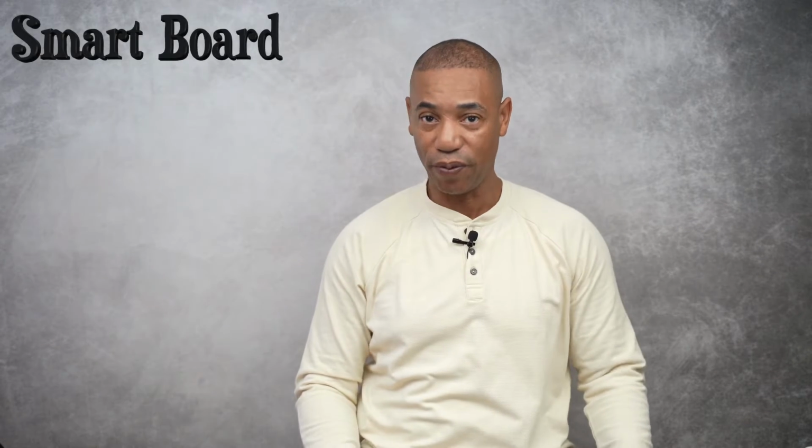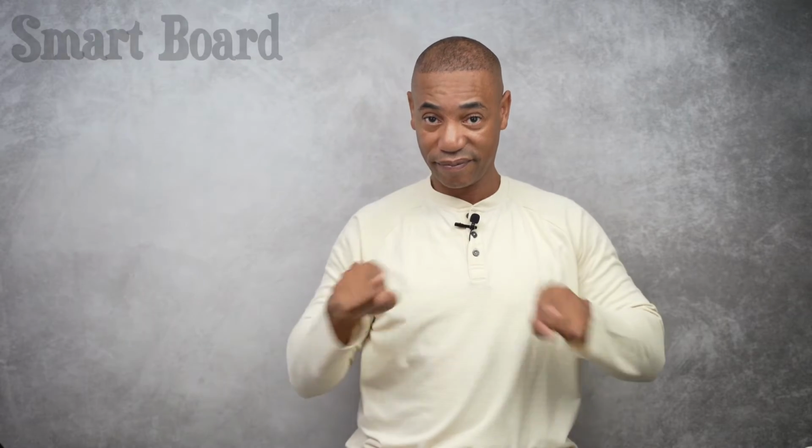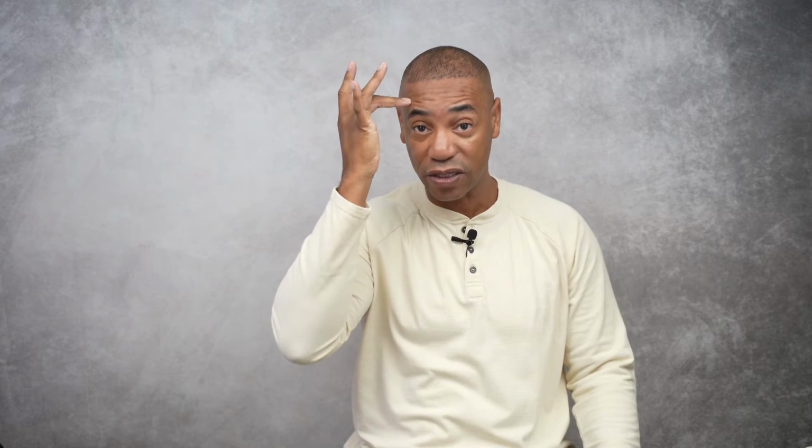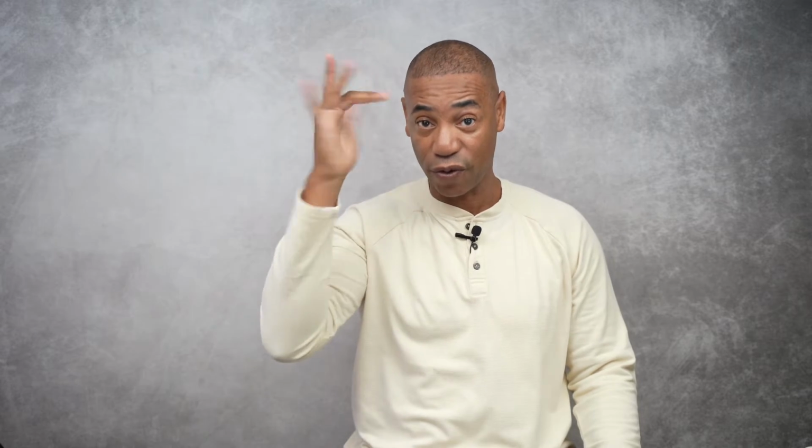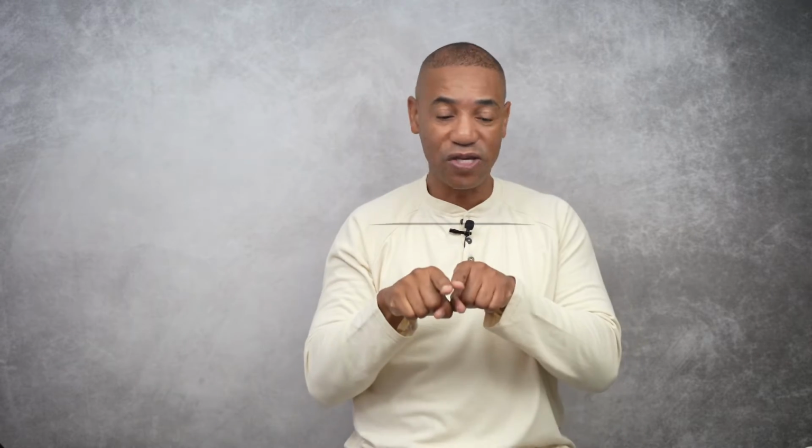How about smartboard? Simply sign smart. To sign smart, you take your dominant hand with your middle finger bent, you place it up against the forehead and you flick it forward. That's smart, and then you just do the outline of board. That is how you sign smartboard.